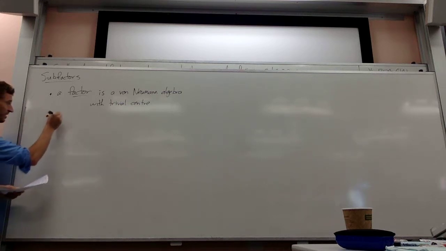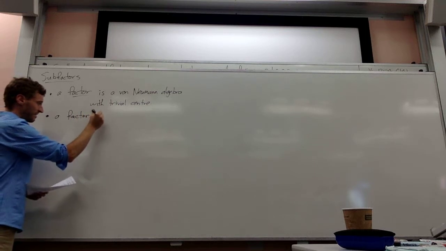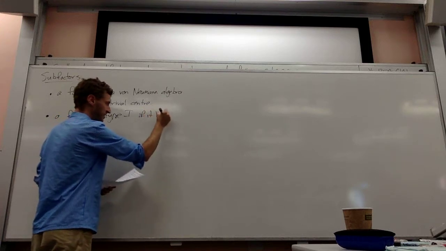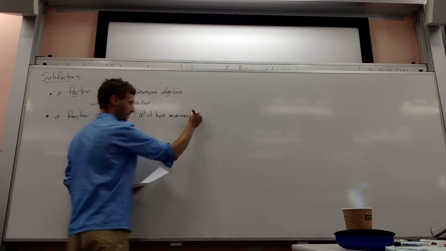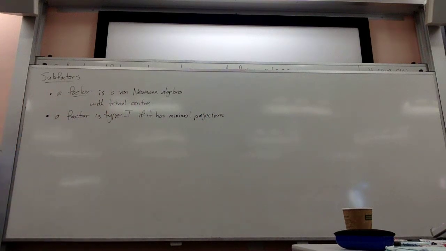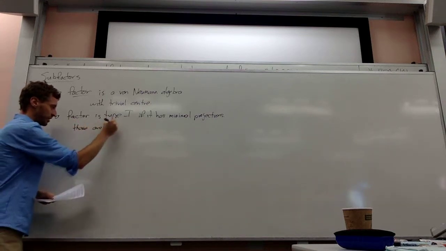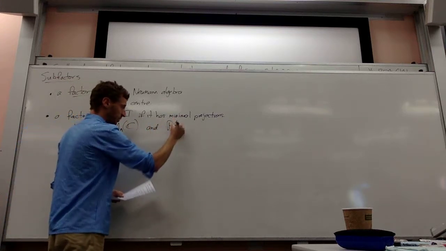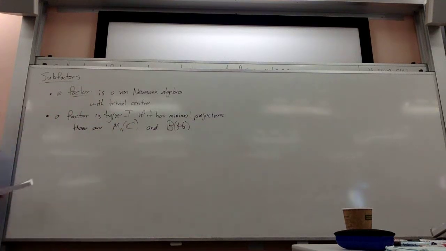And then there's a classification of factors into different types. So a factor is type 1, also known as boring, if it has minimal projections. So you probably know what a projection is: P squared equals P. You can think about what it means for one projection to be smaller than another just by the usual rules in finite dimensional linear algebra. And if you've got a projection that has nothing smaller than it, you're type 1. And these factors are just the finite dimensional examples of n by n matrix algebras, and then all bounded operators on a Hilbert space. So they're not very exciting.